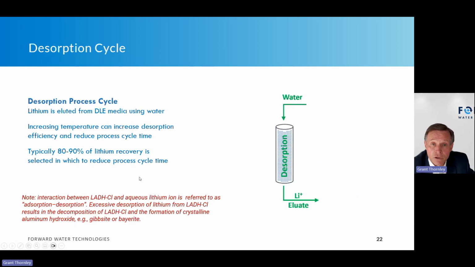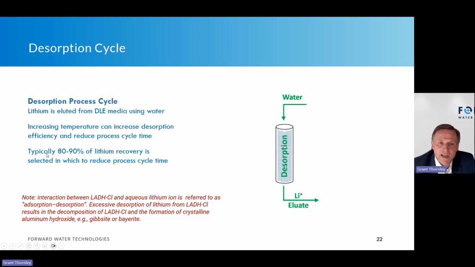Now, to your last process cycle, desorption. So in desorption, lithium is removed or stripped from the DLE media using water. And we talked about that when you use water, we want to stabilize the aluminate structure, so we put lithium into that, and it's 75 to 150 ppm.